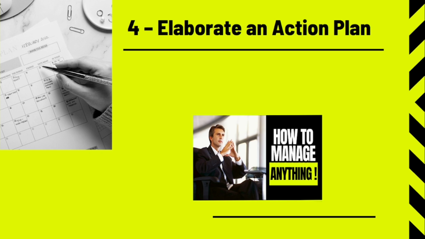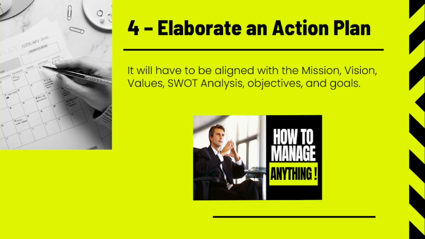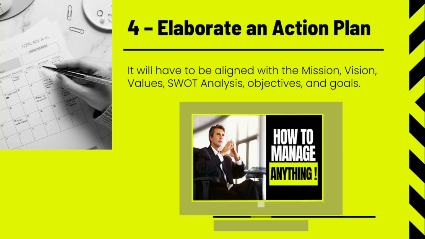Fourth, elaborate an action plan. Where is this action plan going to come from? It will have to be aligned with the mission, vision, and values of your company. It will have to come from the SWOT analysis that you proceeded with. It will have to come from the objectives and goals that you established. There's a video in this channel entitled How to Manage Anything, where I comment a little bit more on action plans.